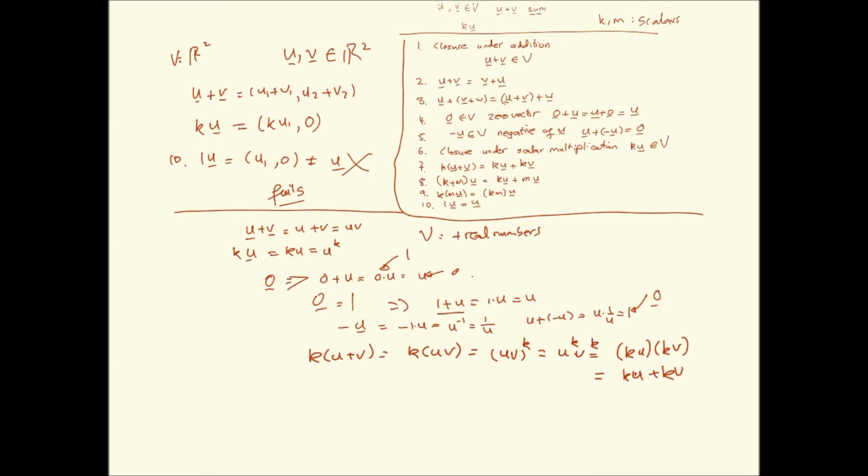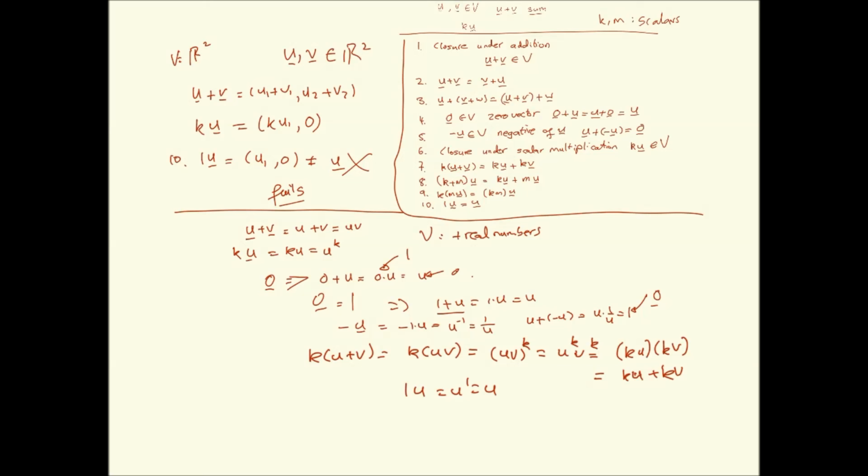Very interesting as well. So that axiom is also satisfied. And similarly, the last axiom is 1 times u, which is u to the power 1, which is equal to u, which is satisfied as well. So interestingly, this in fact is a valid vector space.